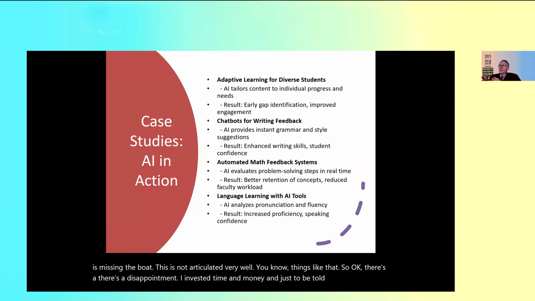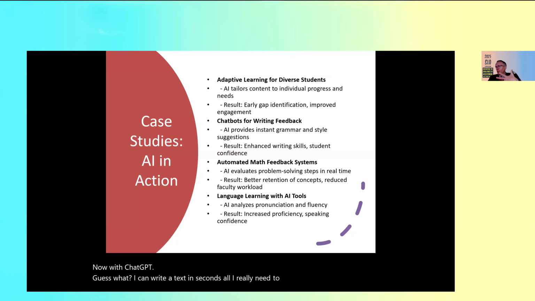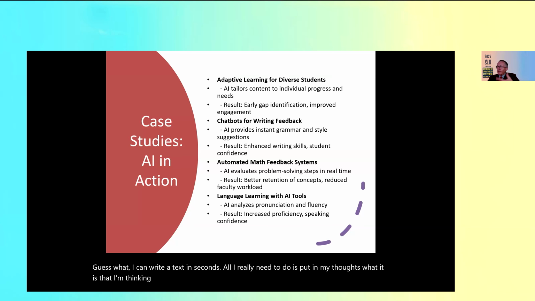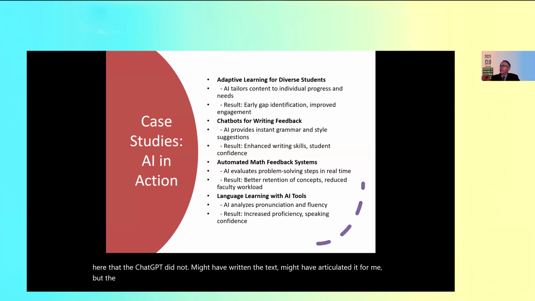Now, with ChatGPT, guess what? I can write a text in seconds. All I really need to do is put in my thoughts, what it is that I'm thinking about, ask it to write a text, and the text comes out. And now I can send it practically for free, keeping in mind that I am the thinker here. ChatGPT might have written the text, might have articulated it for me, but the thinking, the ideas, are still mine.